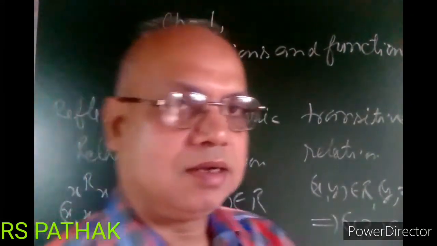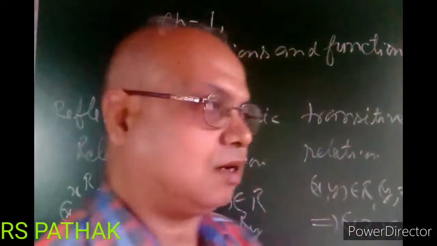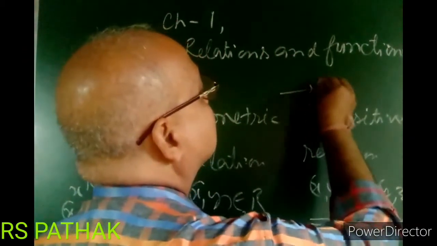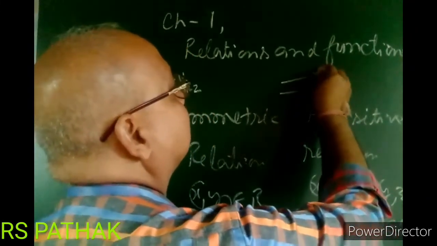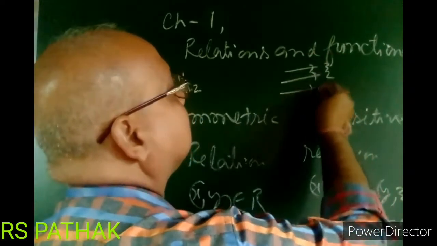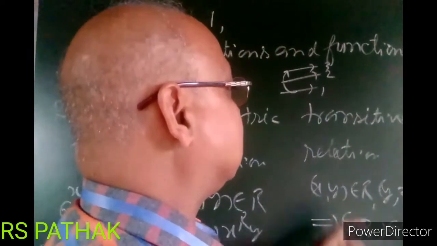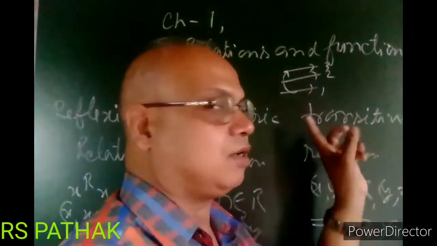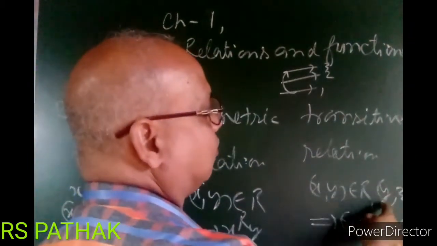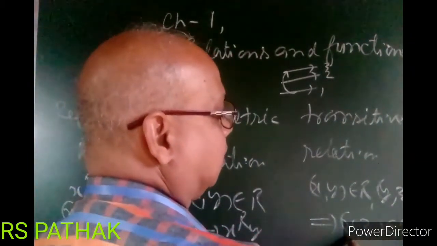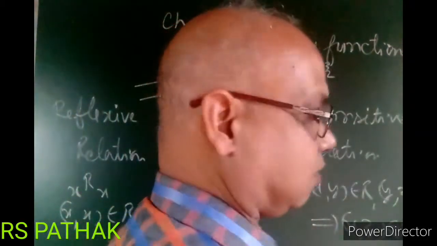Third is transitive relation. If line number 1 is parallel to line number 2, and line number 2 is parallel to line number 3, then line number 1 is parallel to line number 3. This is transitive relation. It is denoted by (x, y) belongs to R and (y, z) belongs to R implies (x, z) belongs to R. These are the three relations.